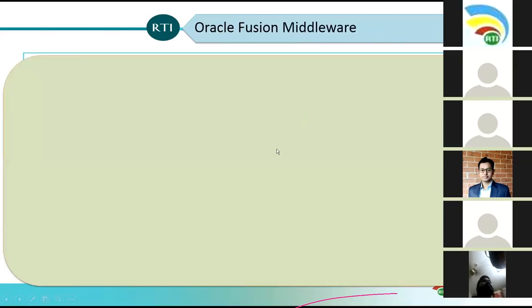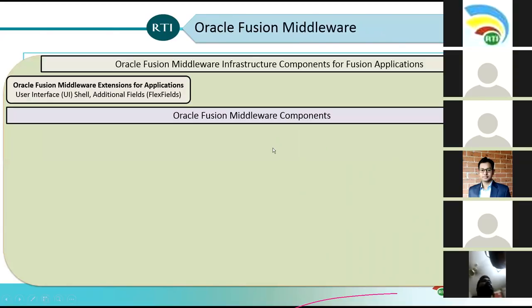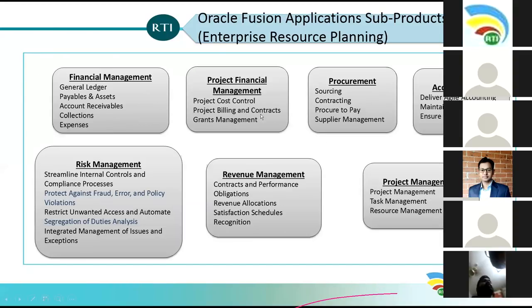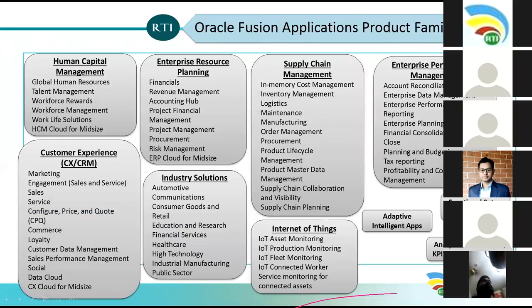Okay, coming to the Fusion Middleware, basically, I will quickly show you, we have two components available in the Fusion Middleware. One is Fusion Middleware components for Fusion Applications. The second is Fusion Middleware components. Why these two? Fusion Middleware is not necessarily to be used only for the Fusion Applications. What are the Fusion Applications? These product families. It's not necessary that Fusion Middleware has to be used only for these product families. It means you can create your own custom applications and deploy them into the Fusion Middleware.